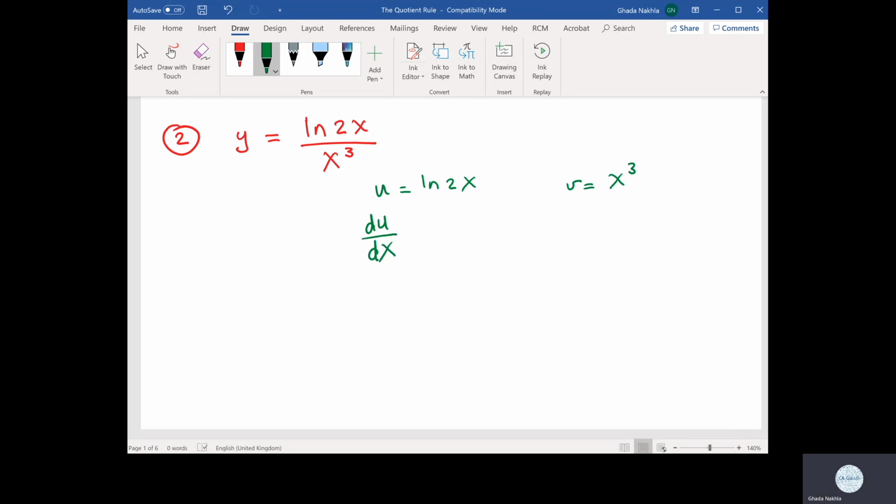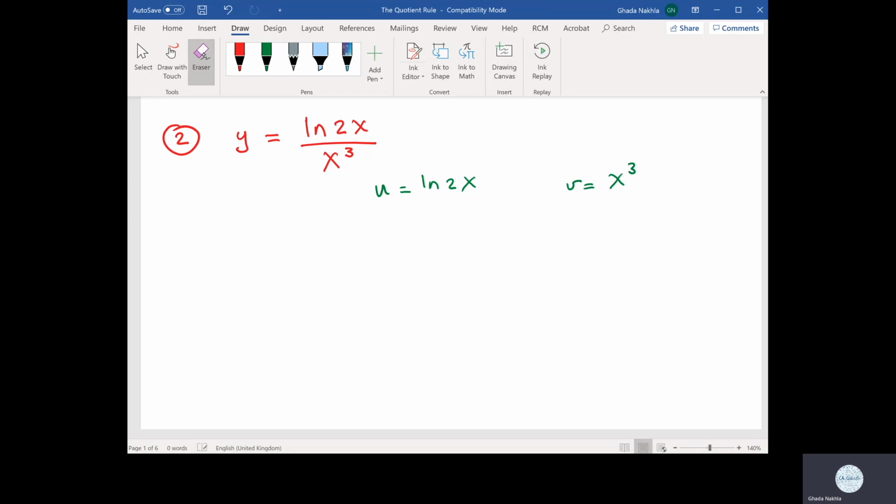Now, I'm going to rub this off because I want to differentiate this. And it's quite complex. I know that when I differentiate ln of x, I get 1 over x. We all know that, but we don't know what we get when we differentiate ln 2x. And that's what we are going to do.